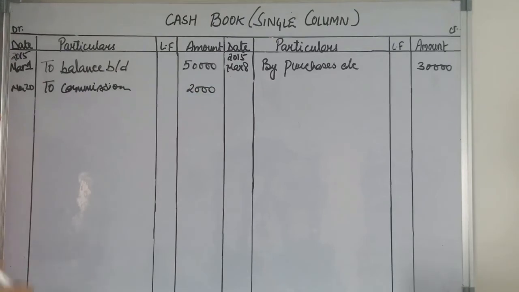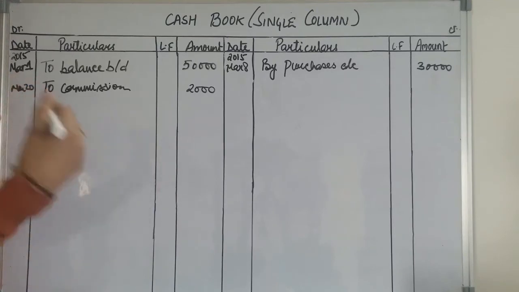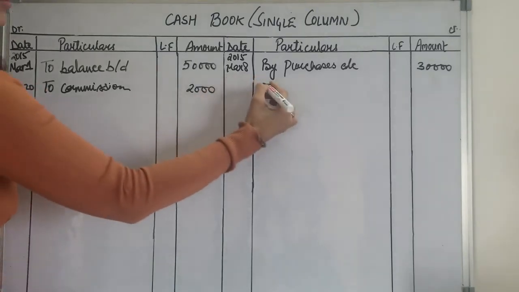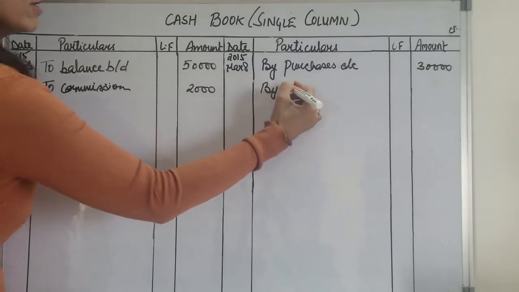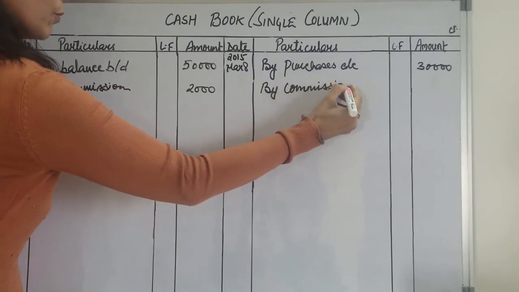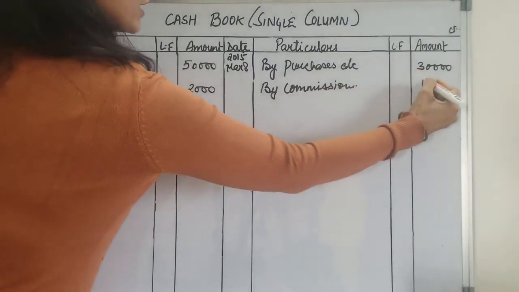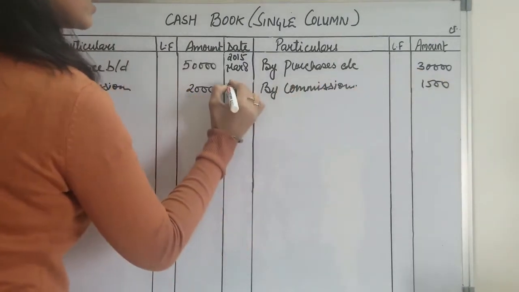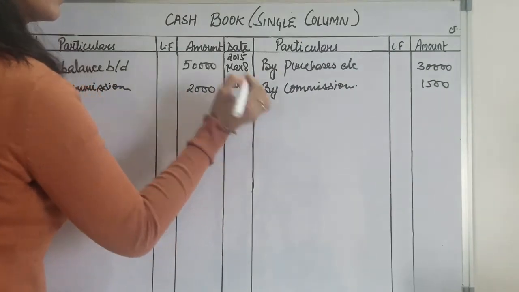Okay. Now the next transaction is same again on March 20th, paid commission rupees 1,500. Now again on the same date we are making payment of cash. Cash is going out of the business. So it will be recorded here on the credit side like by commission with rupees 1,500 and the date is same March 20th.